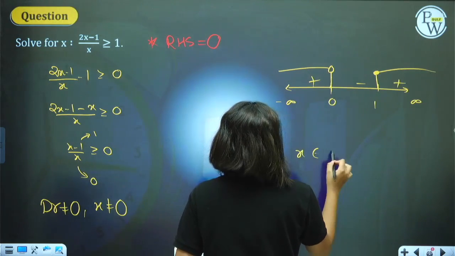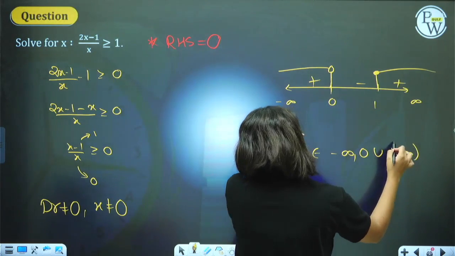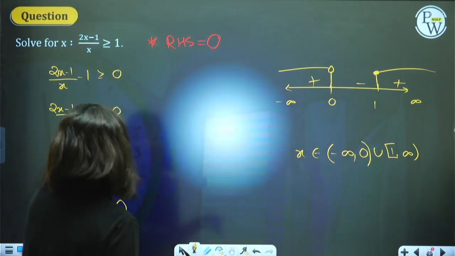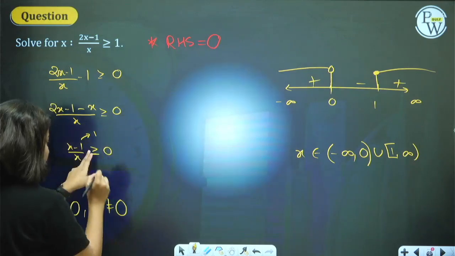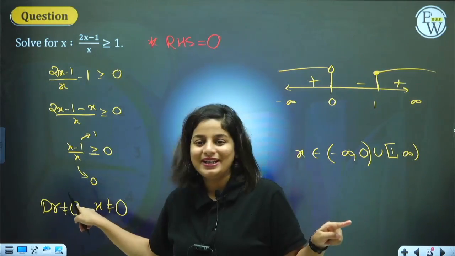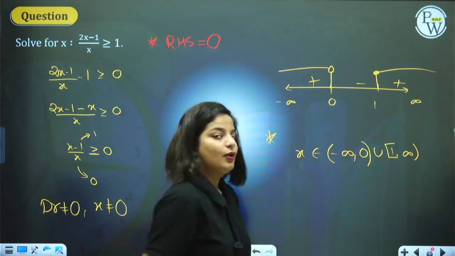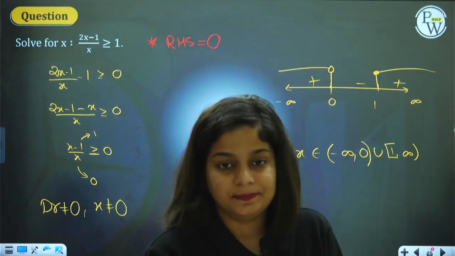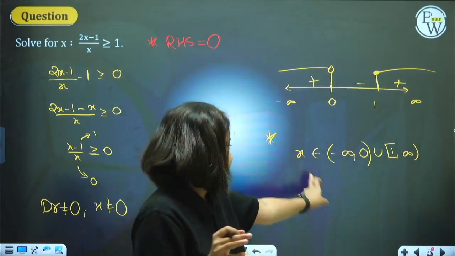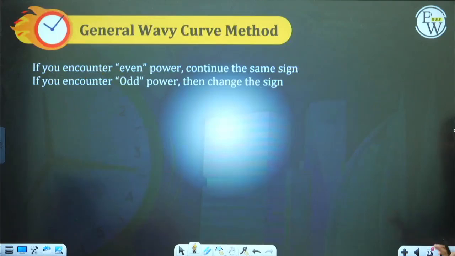In the final answer, it's minus infinity to 0, union 1 to infinity. 1 is included, but 0 is not included, open interval. Although this says greater than or equal to, include 0, our common sense says no, x cannot be 0. This you have to ensure. This is the only difference when it comes to division type of questions. In multiplications you can go directly, but in division type of questions this is the only small thing you have to keep in mind. Denominator not 0 in division. Wavy curve by division, this is the only small thing.